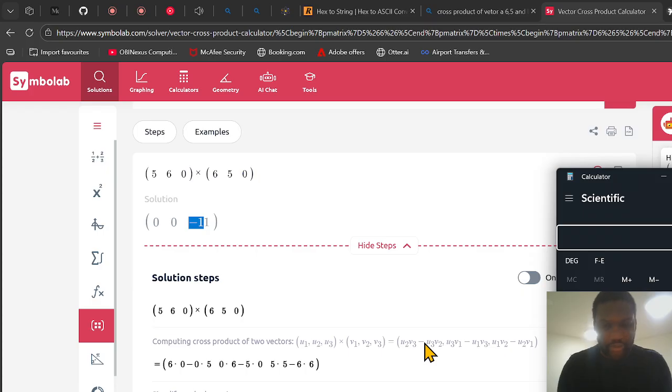6, 5, 6 plus 5 times 6, 30. Minus 6 times 5, 30. Minus 5 times 6. Minus 6. So get minus 6. Then you get plus the 5 times. So it gives you 6 times 5.